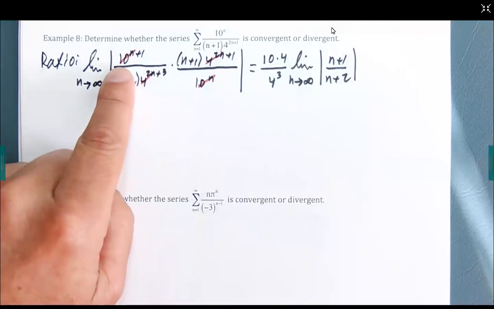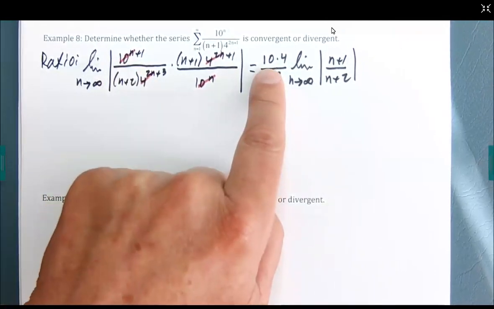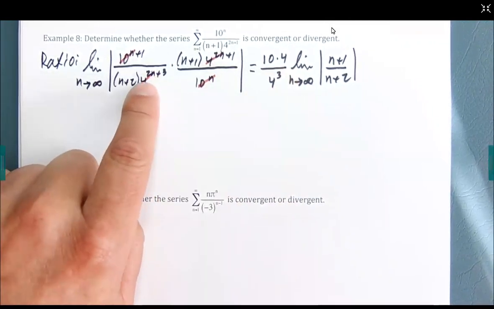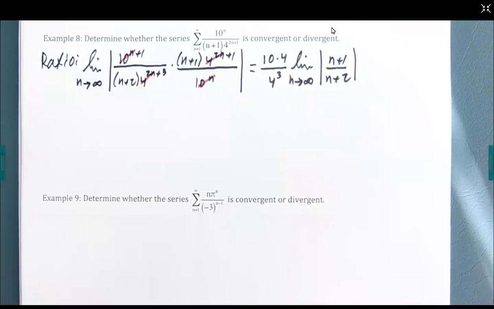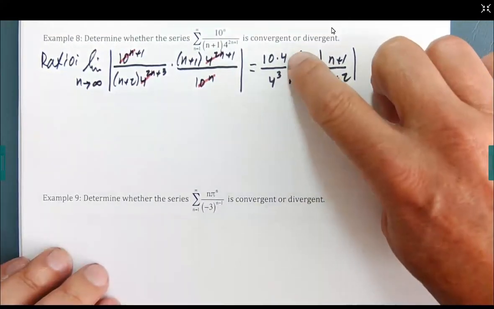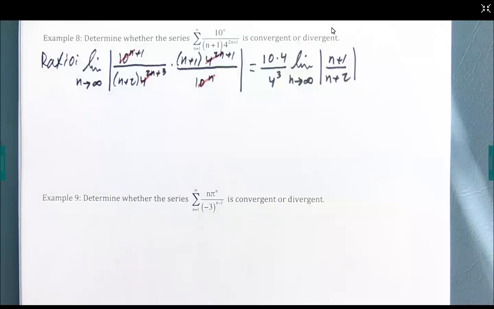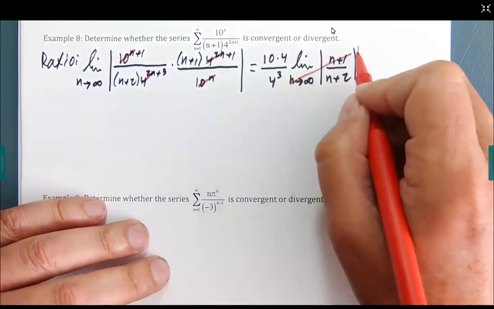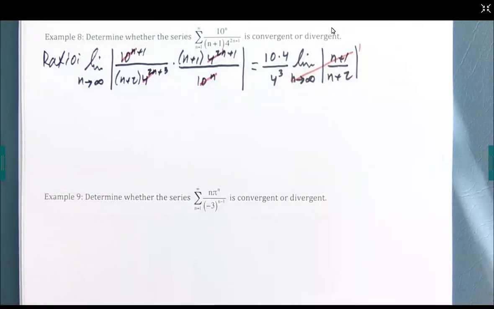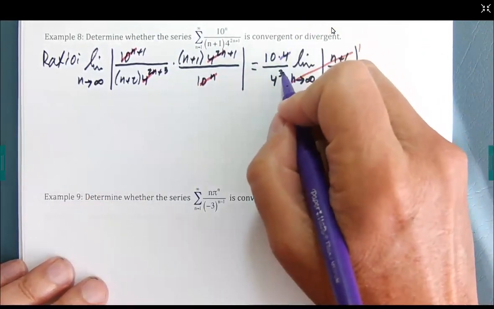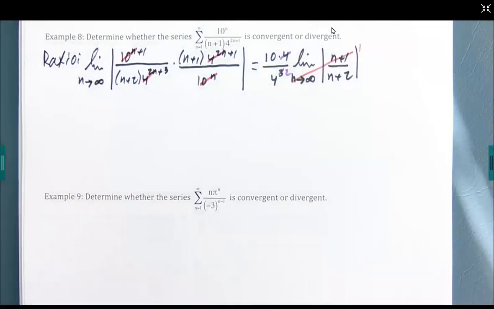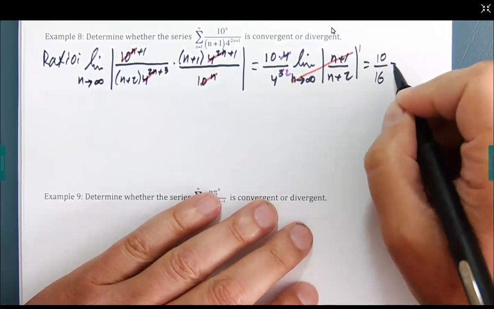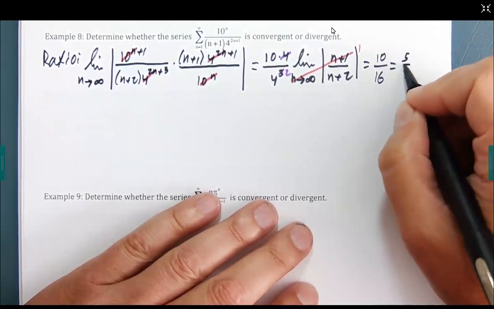Now again, the plus 1 means that I get a 10 that's going to come out. The plus 1 means I'm going to get a 4 that comes out. Here, the plus 3 means I'm going to get a 4 to the third. And I'm going to notice that I can reduce a 4 out of that. This limit goes to 1. Degrees are the same, so that whole limit there goes to 1. And that reduces with that. This limit becomes 10 over 16, which we can reduce to 5 over 8.